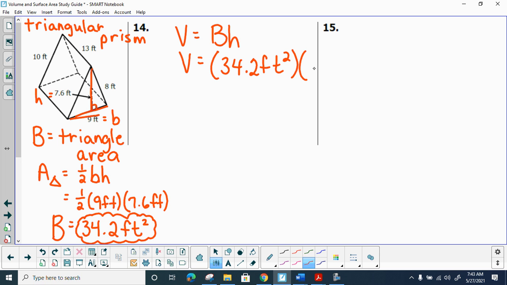Now, the height of the prism, I'm going to make this a capital H, so we can keep it straight from the height of the triangle. So the height of the prism is how tall it would be standing if you set it on its triangles, on its base. That would be the 13 feet. So we'll multiply. And we get a volume of 444.6 cubic feet.